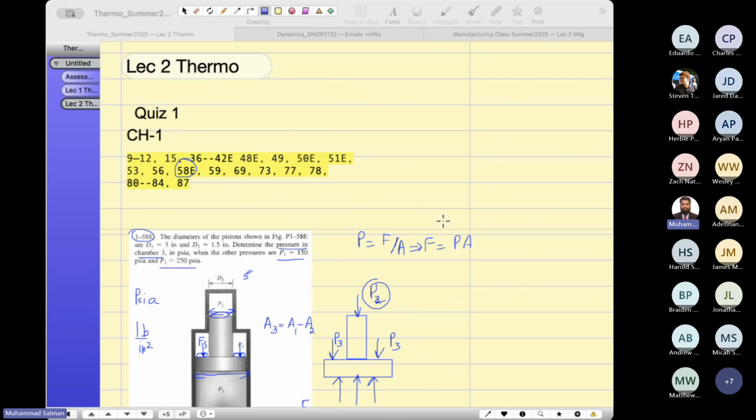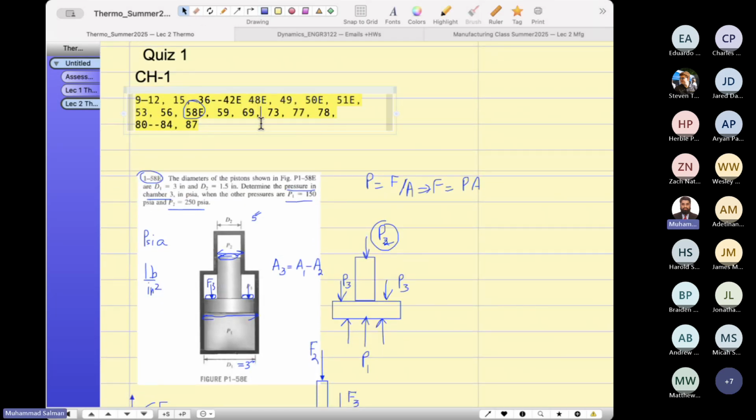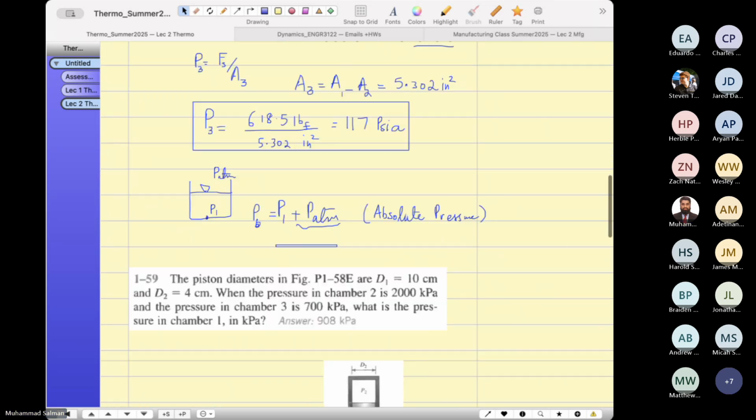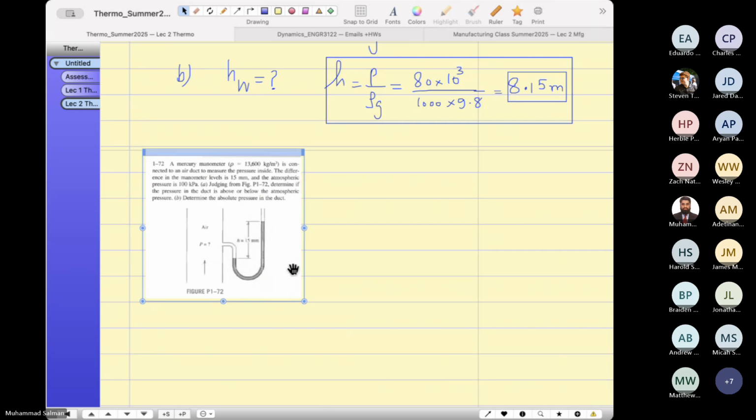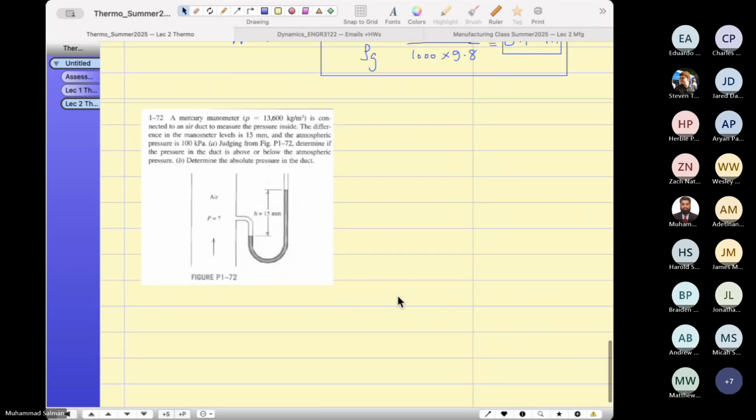Let's solve question number 72. So a mercury manometer. This is a mercury manometer. Of course, this is mercury. You find out the difference in the height, which is 15 millimeter. It's very small, so it's not a very large pressure head.